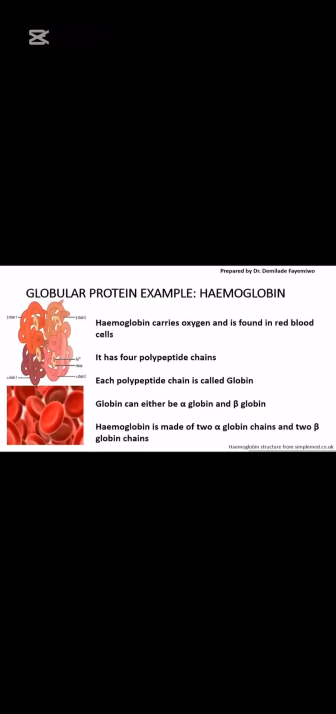So if I say it has 4 polypeptide chains, what kind of protein structure is that? It is a quaternary structure because it has 2 or more polypeptide chains. So just thought to throw that in there to help you recall how we remember the structures of proteins. Each polypeptide chain is called a globin, and a globin can either be an alpha globin or a beta globin. Hemoglobin is made of 2 alpha globin chains and 2 beta globin chains, and all of these associate together to form the quaternary structure of hemoglobin.